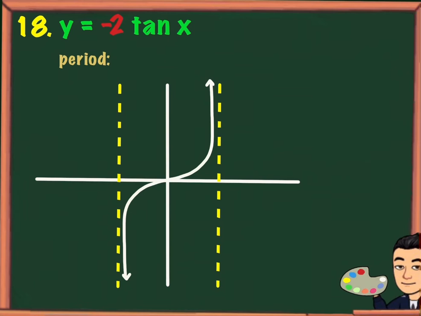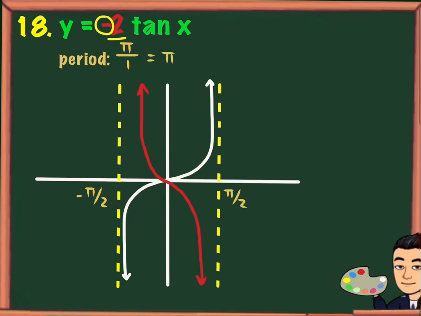So the period is going to be pi over b, and the b value is 1. So the period is going to be pi. So you're going to mark pi over 2 over here, and on the other line, you're going to put negative pi over 2. If you look at the leading coefficient, that's negative, so that's going to be a reflection, and the 2 is going to be steeper than the parent function. So your tangent graph is going to look something like this, reflected over the y-axis and steeper.